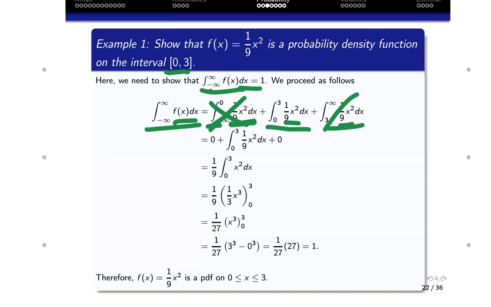0 to 3, because we have 0 to 3 here. And since this thing is only defined for this interval, it means for every other interval it's out. So you have 0 here, 0 here. So at the end of the day, you end up with this.